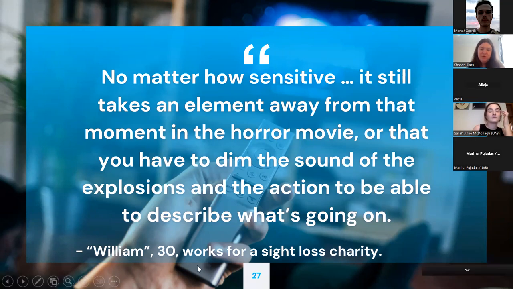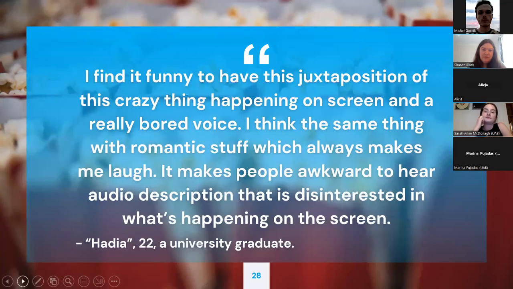William, a pseudonym again for a 30-year-old interviewee who works for a sight loss charity, said, "No matter how sensitive, it still takes an element away from that moment in the horror movie." This is again talking about audio description and how he would prefer the audio description to be more subtle or minimalistic. So he says, "No matter how sensitive, it still takes an element away from that moment in the horror movie, or that you have to dim the sound of the explosions and the action to be able to describe what's going on."